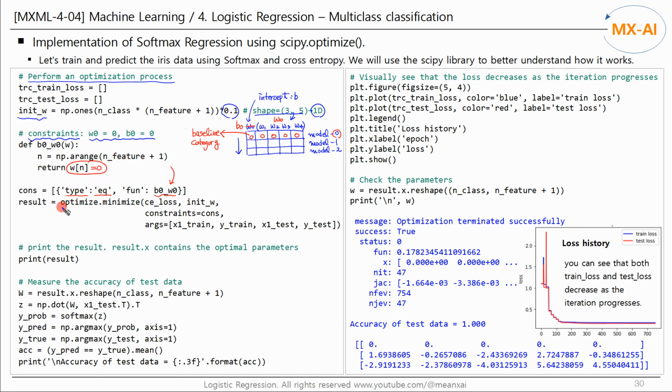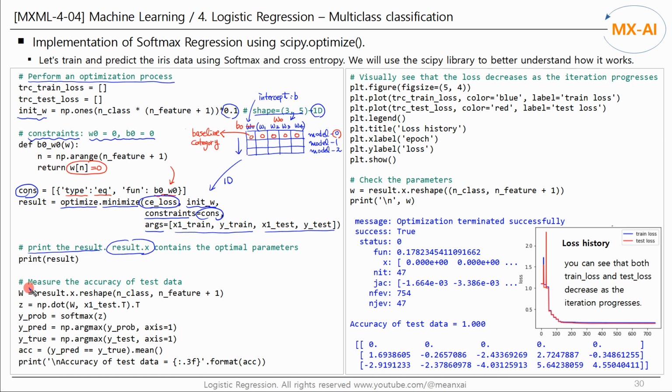Next, we use SciPy's optimize.minimize function to minimize the loss function defined above. The initial values of the parameters are passed as a one-dimensional structure. Constraints are the conditions set above. And the training and test data are passed as arguments. After the optimization process is finished, check the results. The result.x variable contains the estimated parameters.